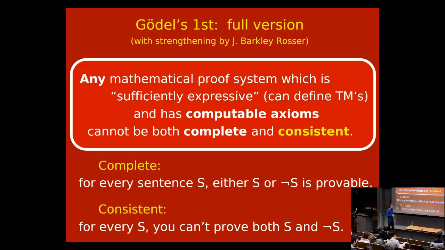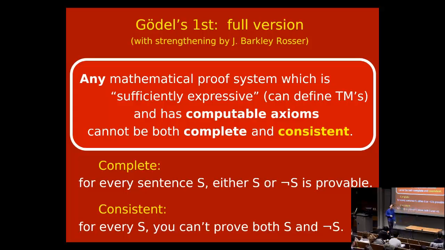Okay, so actually complete and consistent kind of says for every statement you can prove exactly one of S and not S. Sort of you can exactly resolve the provability of every statement. And what's the relationship between consistency and soundness?